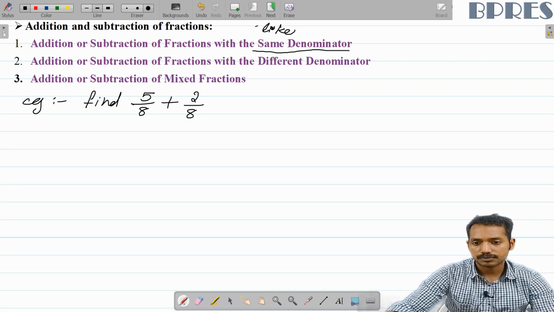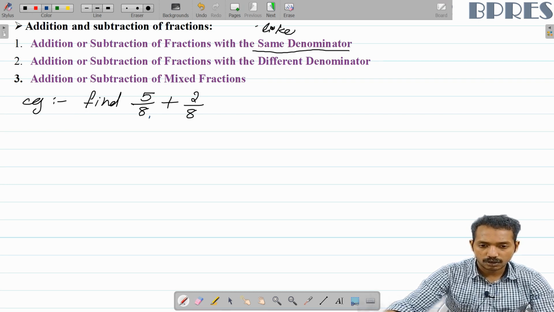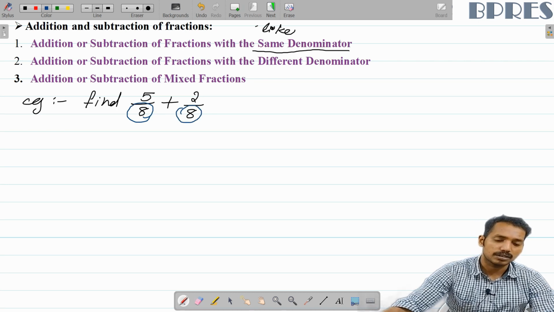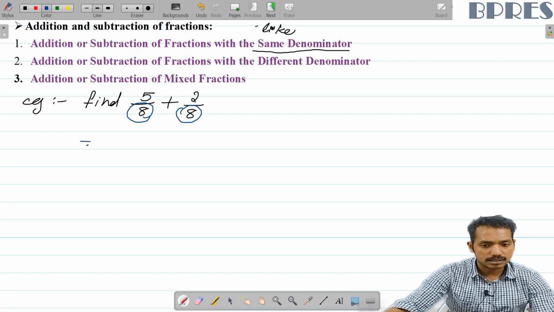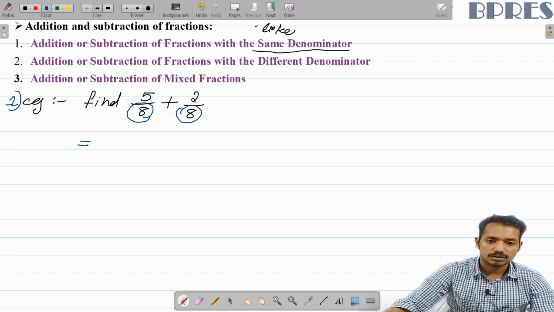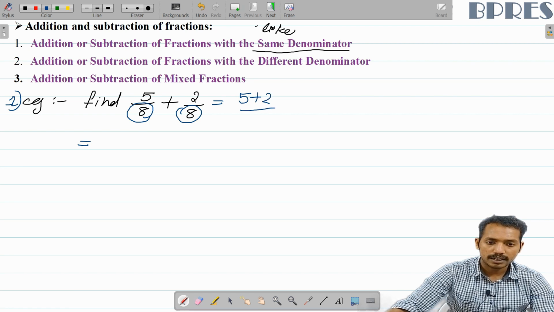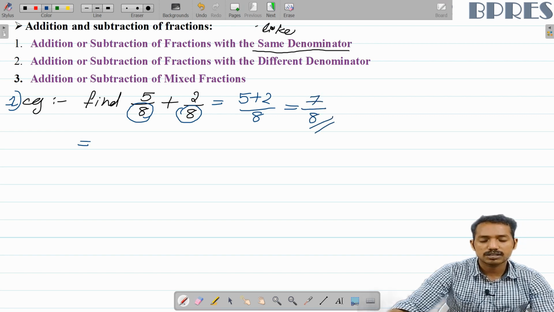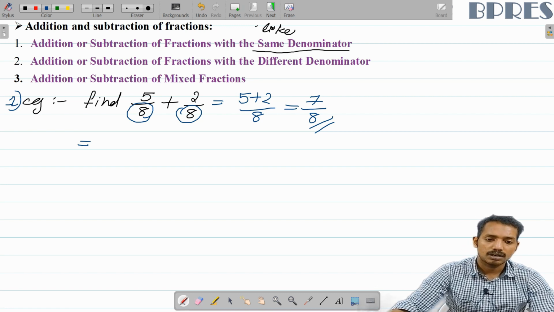See here, the denominator of both the fractions is 8. That means same denominator. So nothing to do in this case, just add the numerators, 5 plus 2. What we will get here? Just add the numerators, you will get 5 plus 2, and keep the same denominator. No need to change. Then 5 plus 2 is equal to 7 divided by 8. So this is the first category of addition or subtraction.